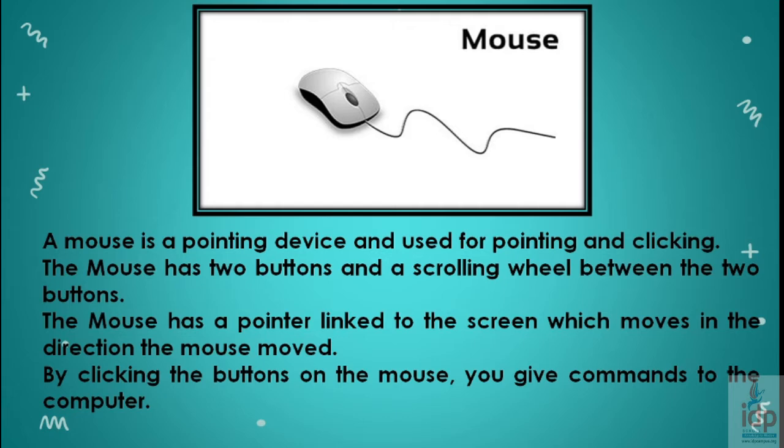Mouse. A mouse is a pointing device and is used for pointing and clicking. The mouse has two buttons and a scrolling wheel between the two buttons. The mouse has a pointer linked to the screen which moves in the direction the mouse moves. By clicking the buttons on the mouse, you give commands to the computer.